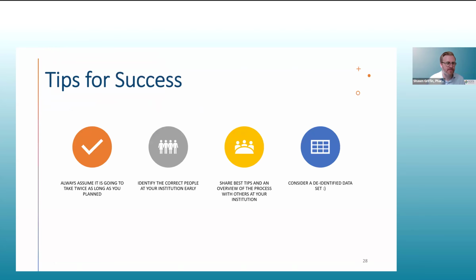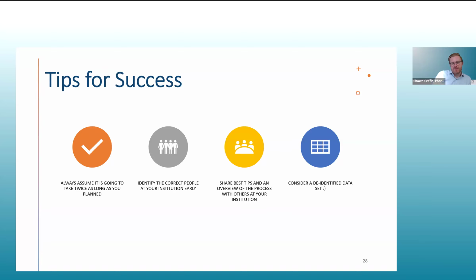Next slide. Some tips for success. I think always assume it's going to take twice as long as planned. Identify the correct people at your institution early, or ask colleagues who the right people are. And then share best tips and an overview of the process with anyone who will listen to you at your institution, especially if they're considering doing similar research.